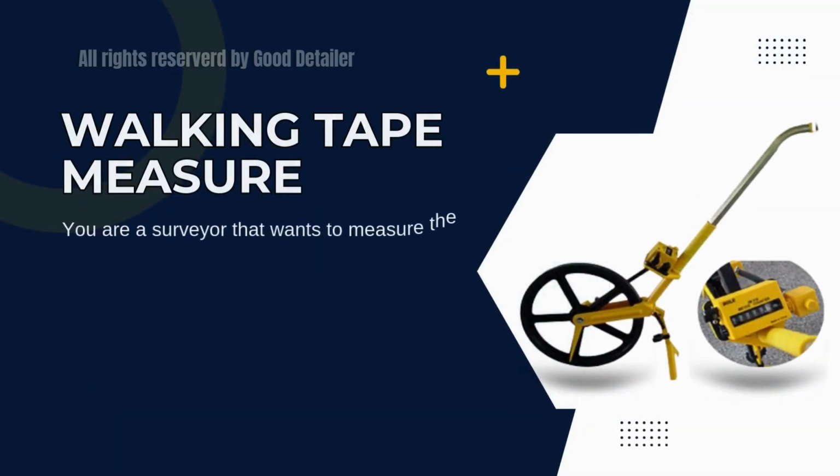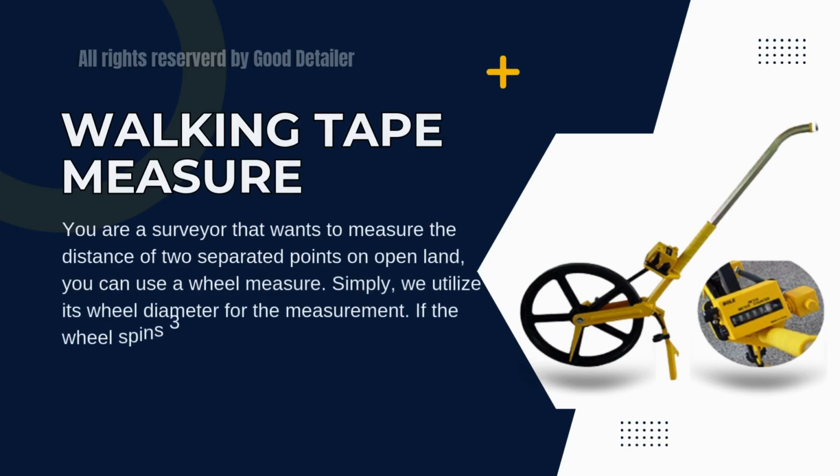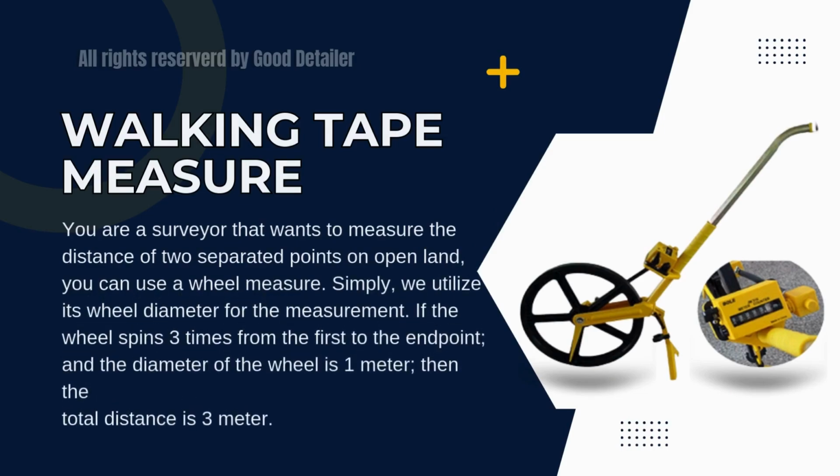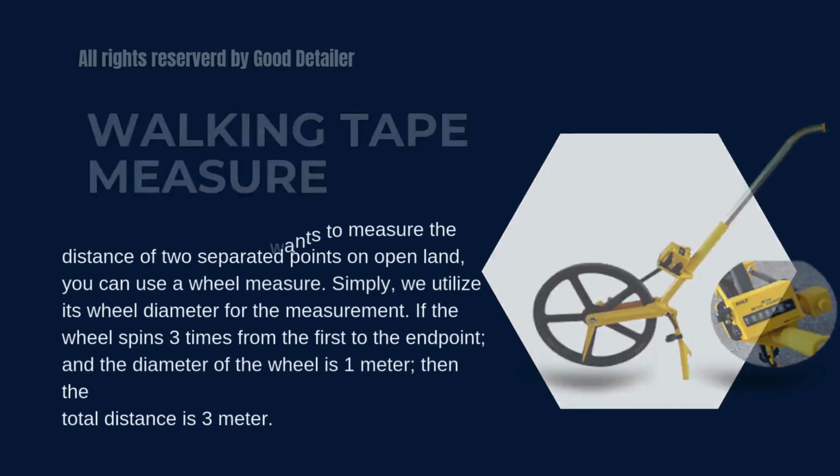Walking tape measure. If you are a surveyor that wants to measure the distance of two separated points on open land, you can use a wheel measure. Simply, we utilize its wheel diameter for the measurement. If the wheel spins 3 times from the first to the end point, and the diameter of the wheel is 1 meter, then the total distance is 3 meters.